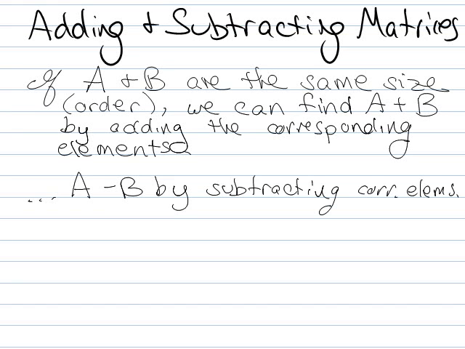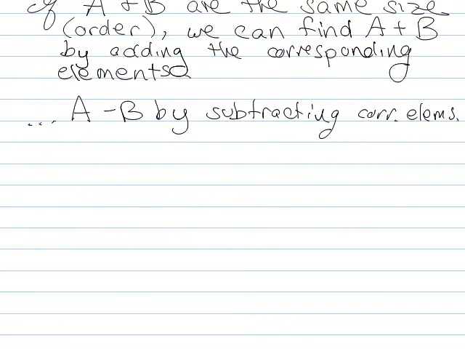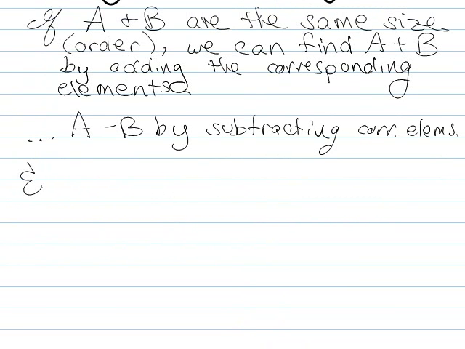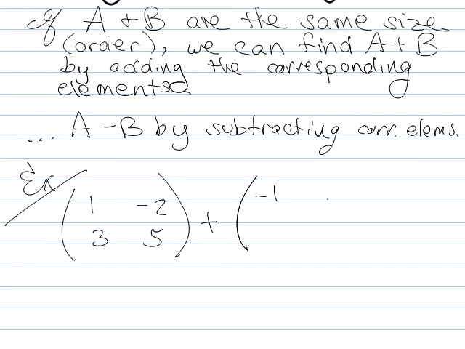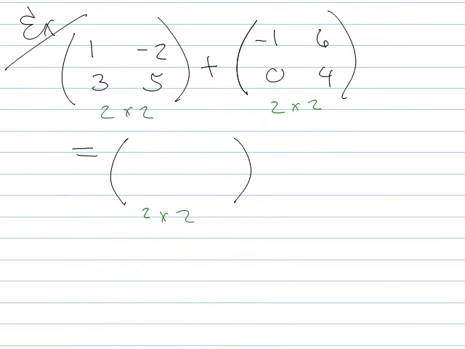Okay, now it's a big fancy definition, but I think looking at some examples will make it a little bit more clear about what's going on. So if I want to add, say I've got a matrix of 1, -2, 3, and 5, plus -1, 6, 0, 4. If I want to add these two together, I'm just going to add the corresponding elements. See, they're the same size, right? It's a 2 by 2. This one's a 2 by 2. So my answer is also going to be a 2 by 2 because they're all the same size.